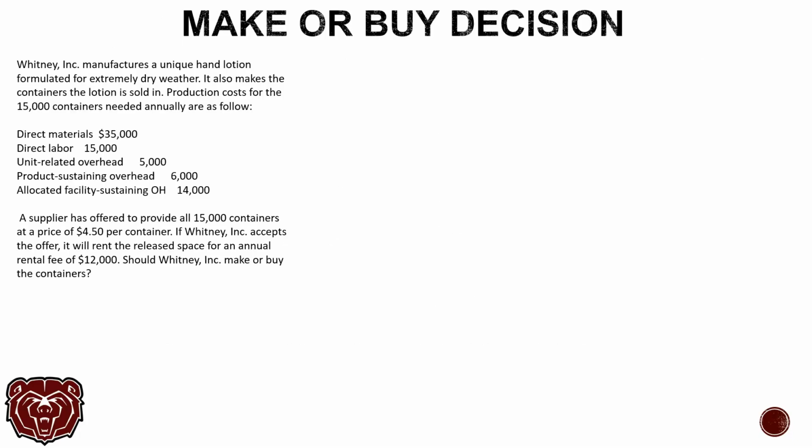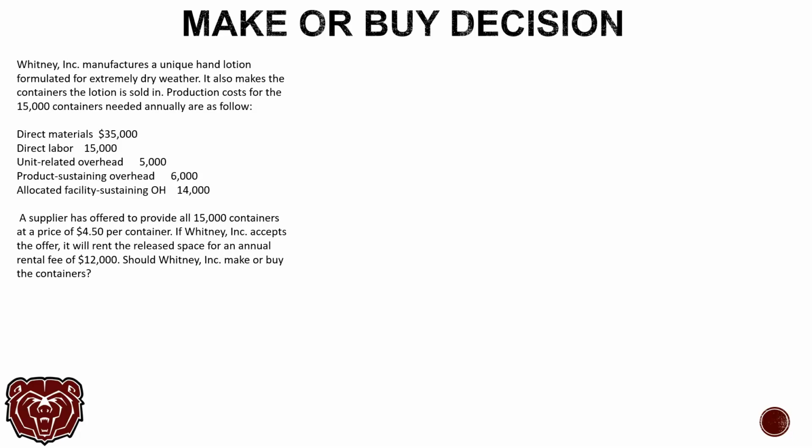The next one is a make or buy decision. Whitney Inc. manufactures unique hand lotion formulated for extremely dry weather. It also makes the containers that the lotion is sold in. The production costs for the 15,000 containers needed annually are as follows: direct material $35,000, direct labor $15,000, unit-related overhead $5,000, product sustaining overhead of $6,000, and allocated facility sustaining overhead of $14,000.